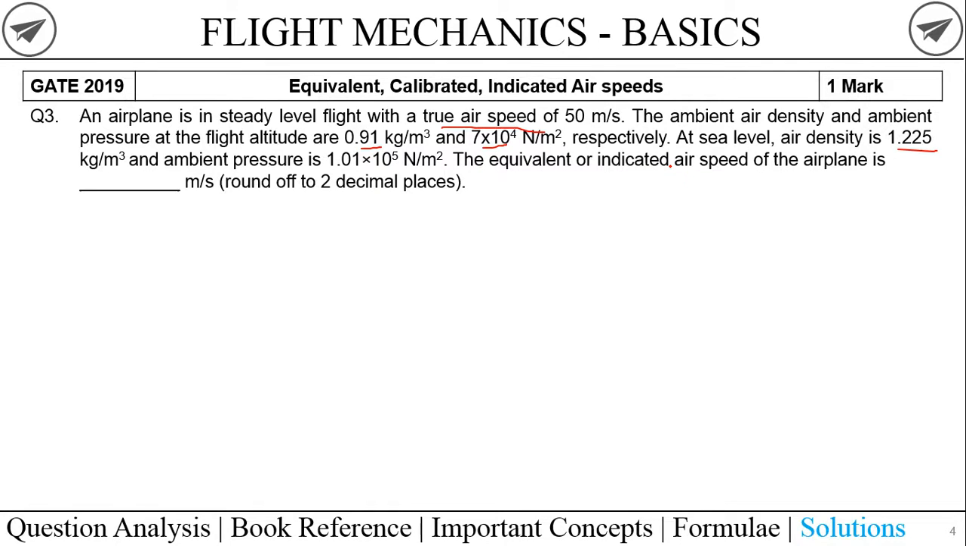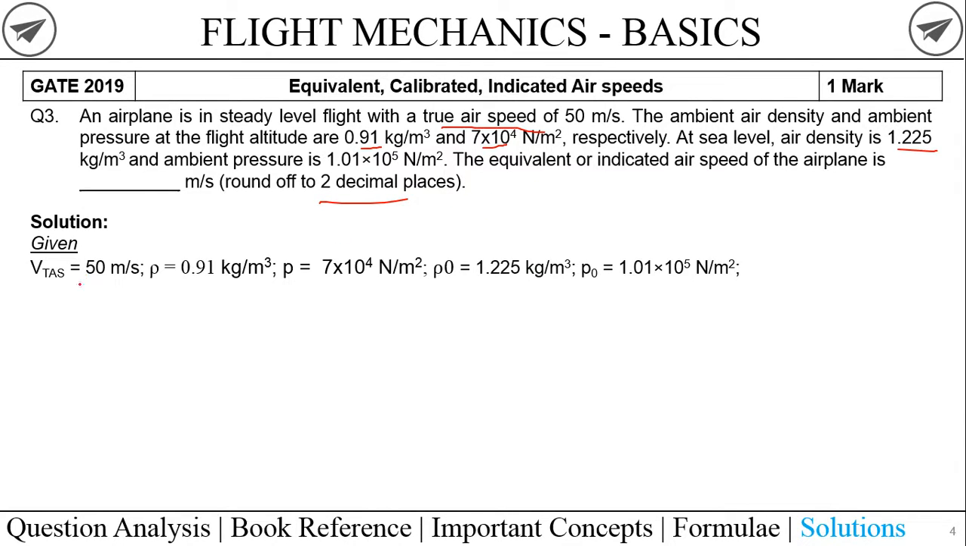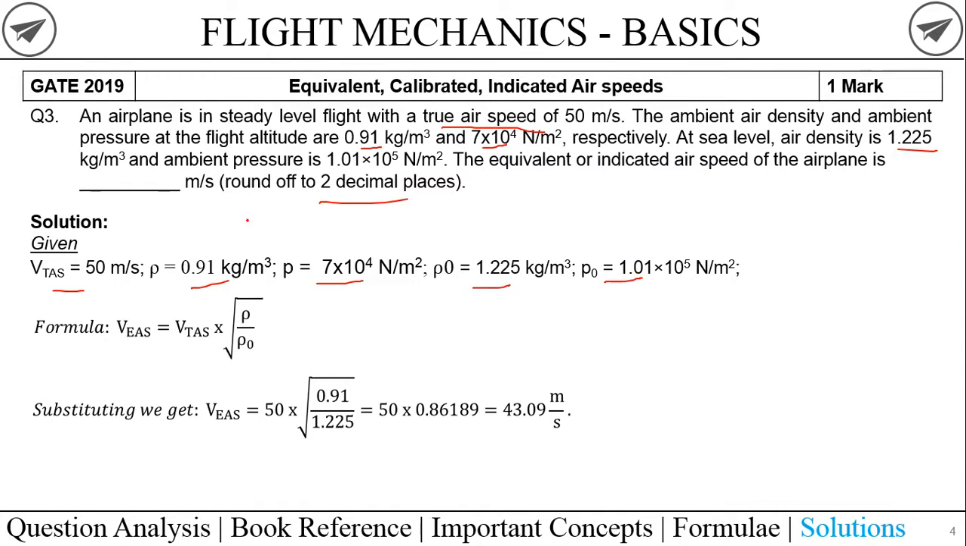The equivalent or indicated airspeed of the airplane is in meters per second. They are asking in two decimal places, round off. So here, writing down the given, they have provided the true airspeed, the density and pressure at that particular altitude, and sea level density and pressure. So we know the formula. They have asked the equivalent or indicated airspeed.